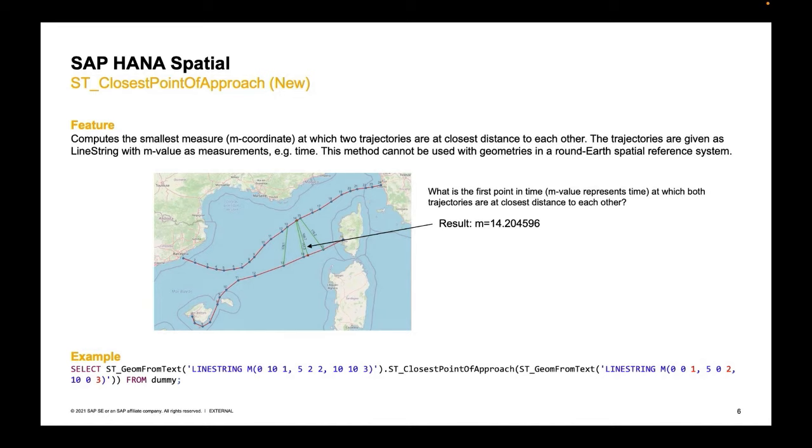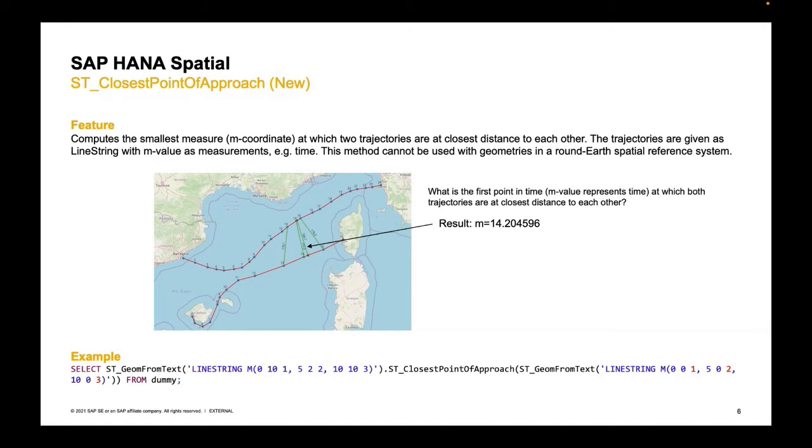For a specific m value here, the closest distance is at the m value 14.20-something. It could be referencing a time or something else. This is what the spatial function closest point of approach is doing. You see here also an example for the SQL statement. If you look closer at the SQL statement, you see there's a colored number for the line string geometry. These are the m values. They are increasing values, and this is important. This is a prerequisite.